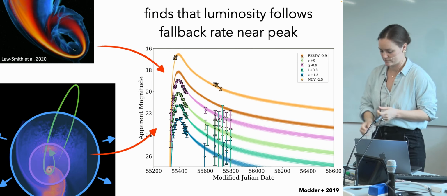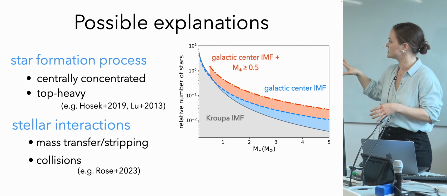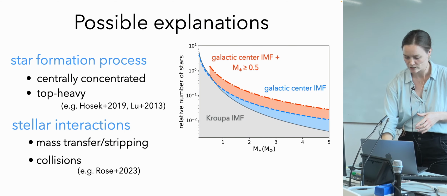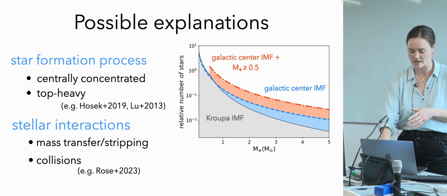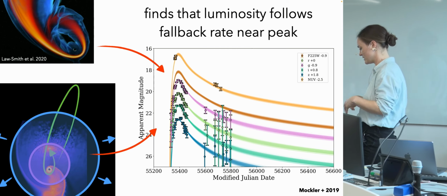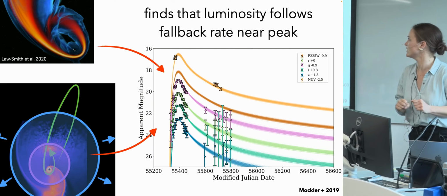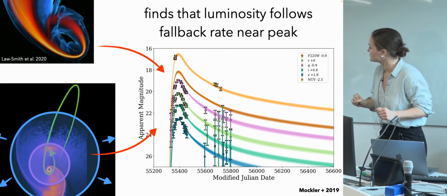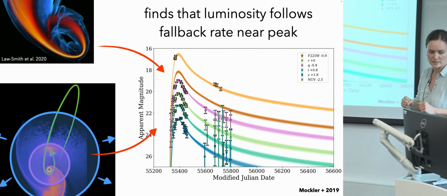Okay, so I think I'm going to transition from here to talk a little bit about going back to light curve analysis and think about how things might be a little bit more complicated than we initially supposed. So I told you early on that in these light curve models, we find that the luminosity follows the fallback rate near peak.